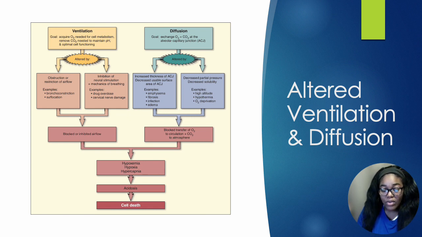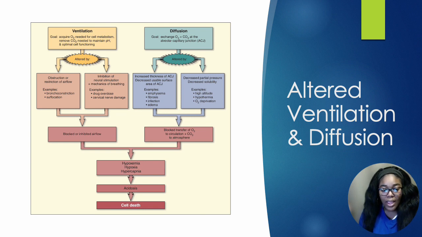Again, we have that respiratory center, the pons and medulla in the brain, that helps us breathe automatically. We don't have to tell ourselves to breathe. The body does it automatically due to this respiratory center. So when we have inhibition of that neural stimulation, such as in a case of drug overdose or maybe cervical nerve damage, you inhibit that automatic stimulation, which would then inhibit ventilation. And that's where you'll see other alterations.